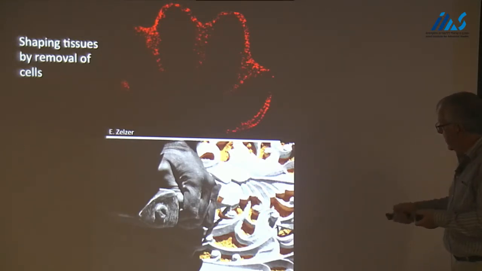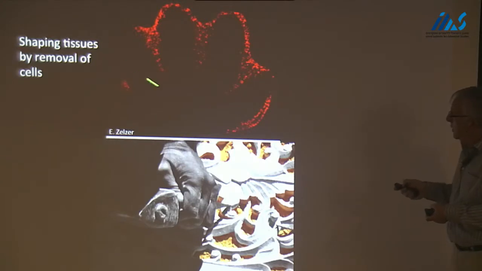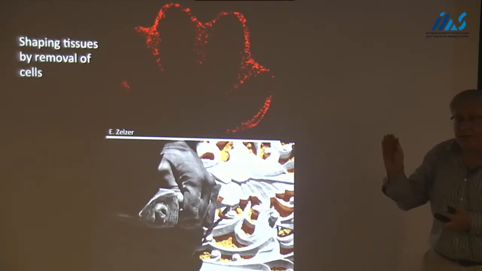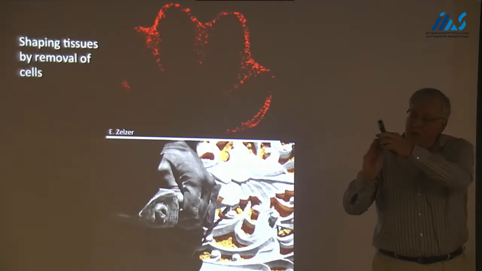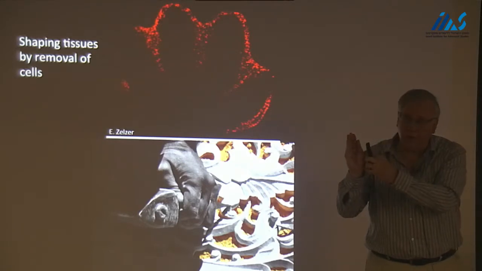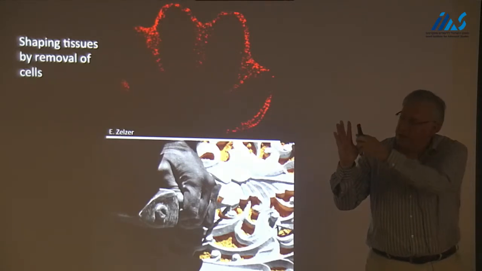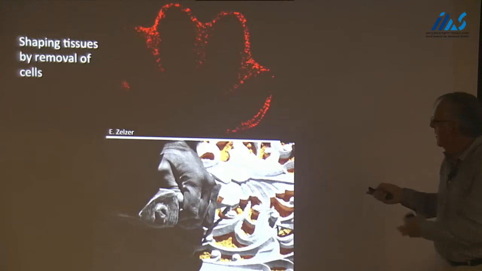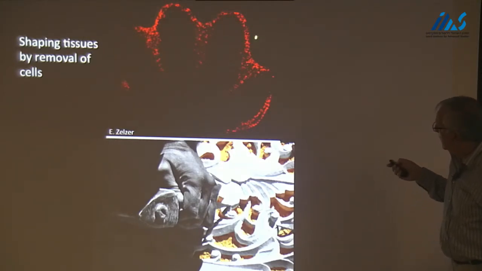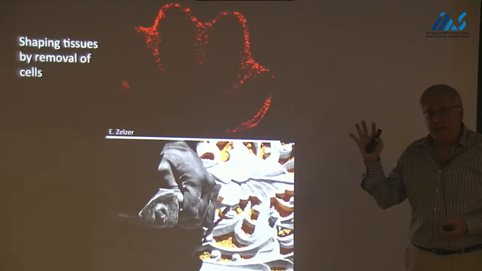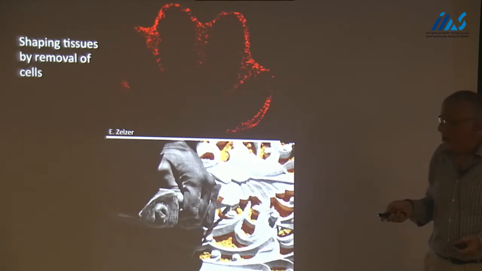I mean, like this stone maker in Rajasthan that removes pieces of stone to make this pattern. The way that our digits are formed starts from a situation where this entire limb primordium is full of cells, and the cells between the digits die. You can see it here in red. These are the cells that are undergoing active cell death. They're actually eating themselves alive, and this will generate the spacing between the digits in a very specific manner.